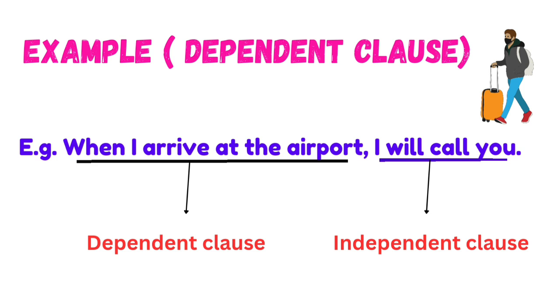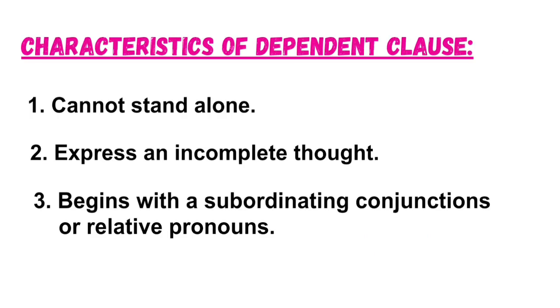For example, when I arrive at the airport, I will call you. The sentence expresses a promise or a plan to call someone upon arriving at the airport. Now this sentence provides a complete thought or idea. I hope you understand. Next, we will discuss about the characteristics of dependent clause.